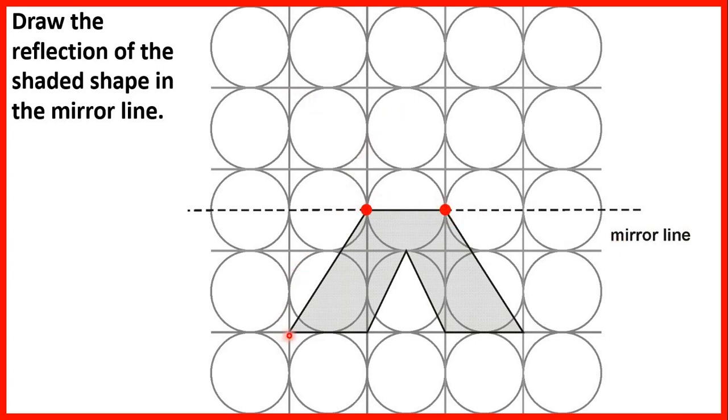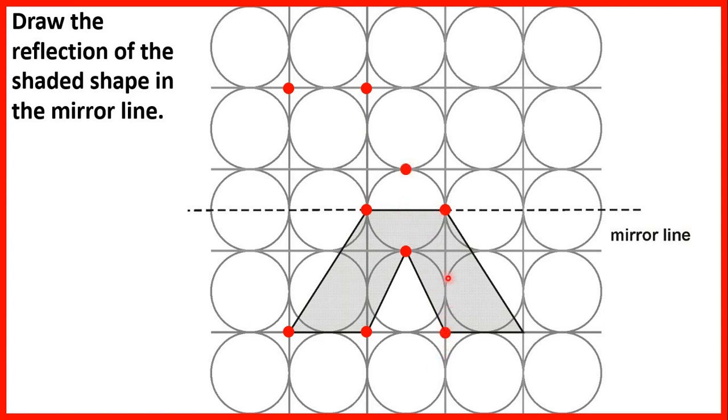the shape. To get to this point here, from the mirror line, we go down half a square and then another 1. So we can go up half a square and then another 1 and dot our point. This point here is down a half and then 1, so we can go up a half and then 1. For this point here, we go down half, so we can go up half.